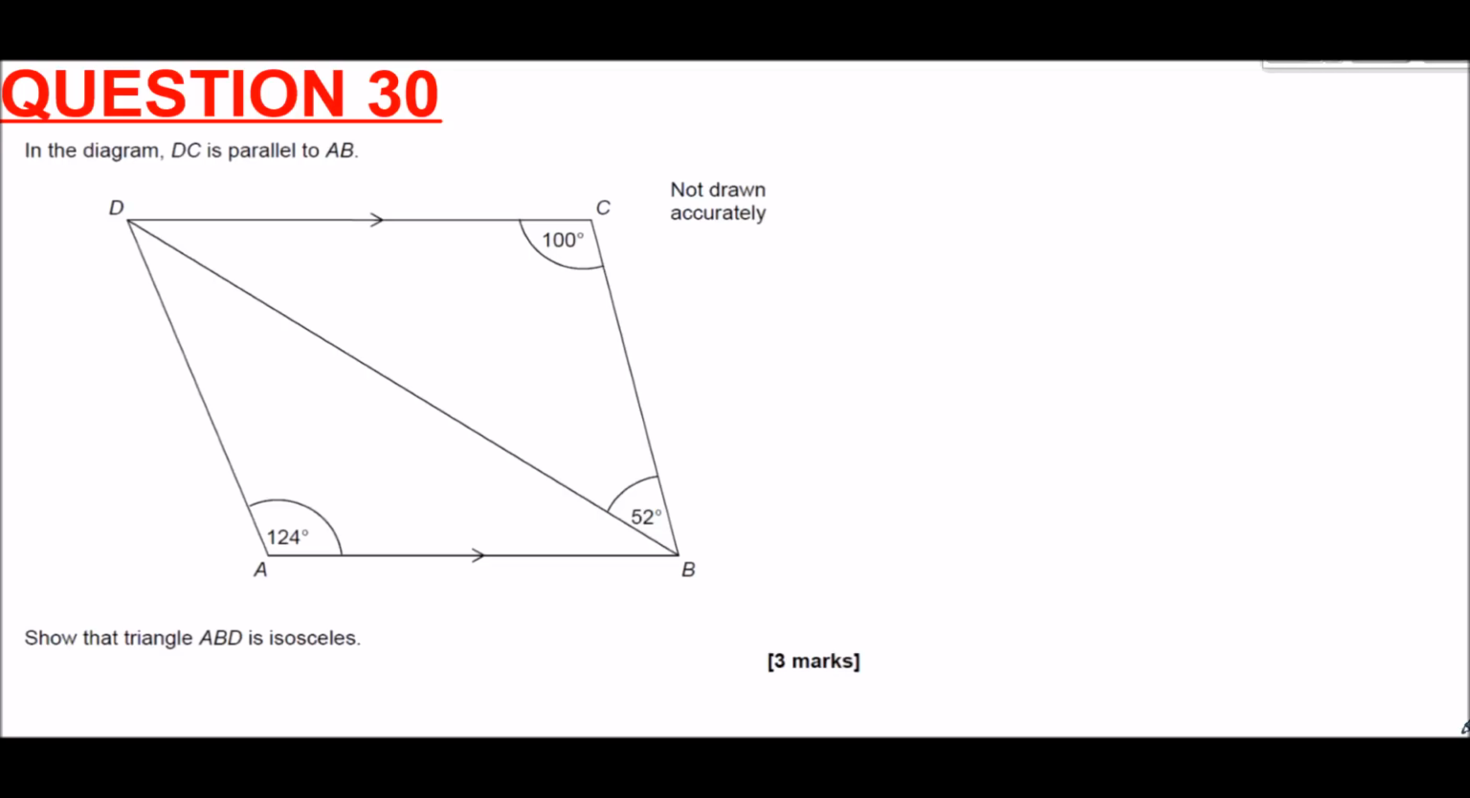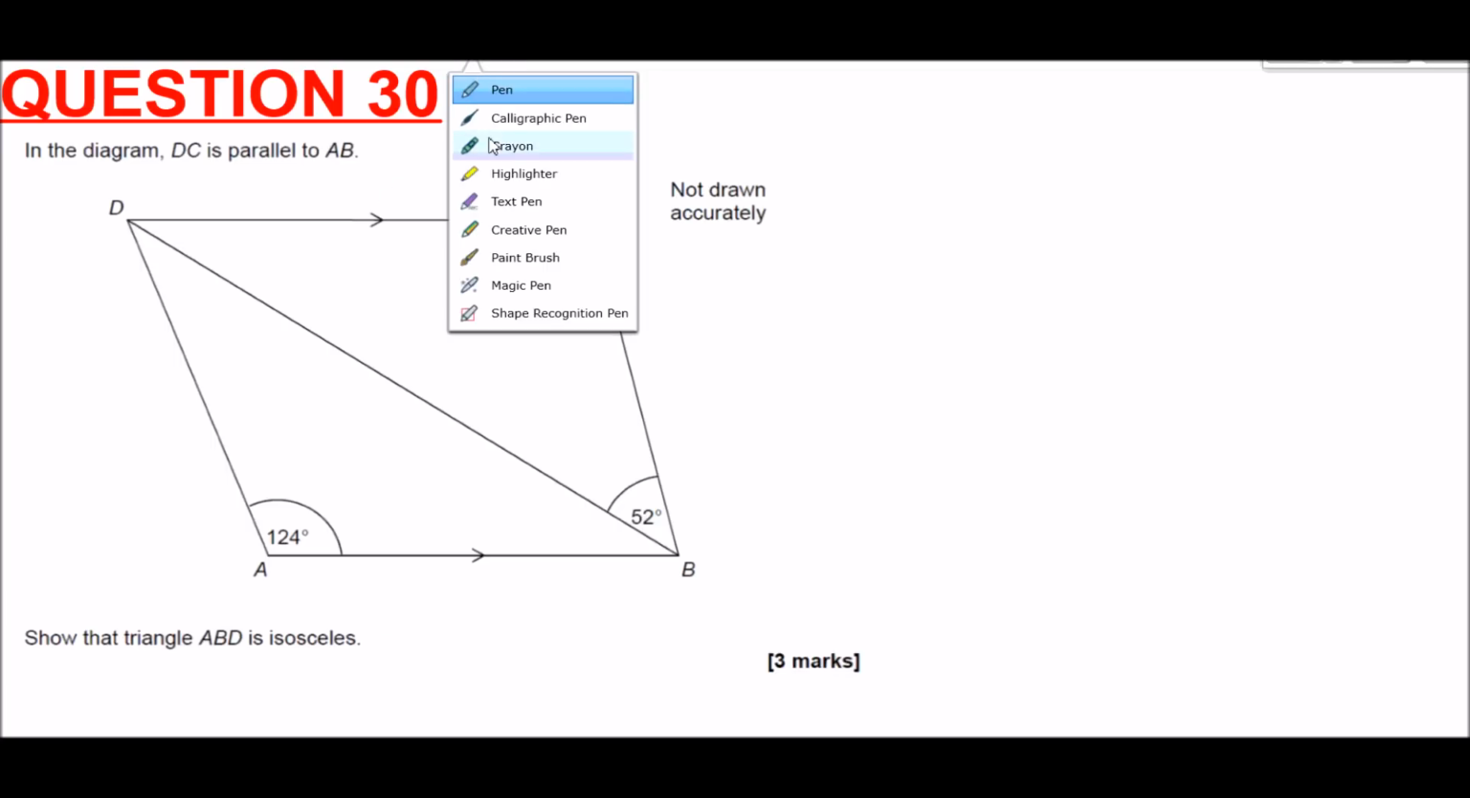Question 30. The very last question. So in the diagram, it says that DC is parallel to AB. This is also shown by the fact that the lines DC and AB have an arrow on them. Arrows on an exam indicate that two lines are parallel. We need to show that triangle ABD is isosceles.